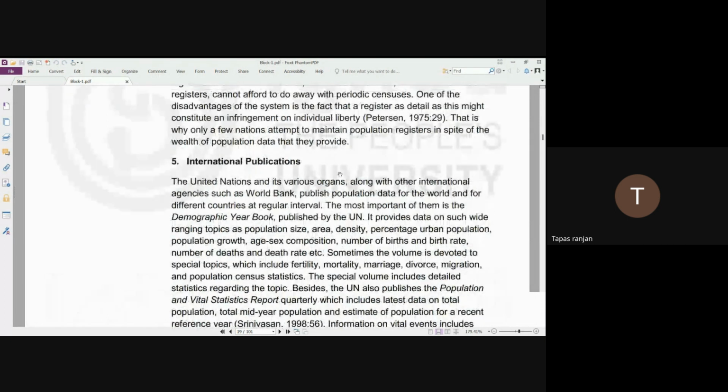Then you have international publications. Within international publications, mostly the United Nations publishes a Demographic Yearbook. Then you have the Population and Vital Statistics Report, which is published quarterly by the United Nations. It gives you data about fertility, mortality, then marriage, divorce, migration, and different population census statistics. A lot of data are collected from different countries and compiled together, and only then does the UN publish this Demographic Yearbook.